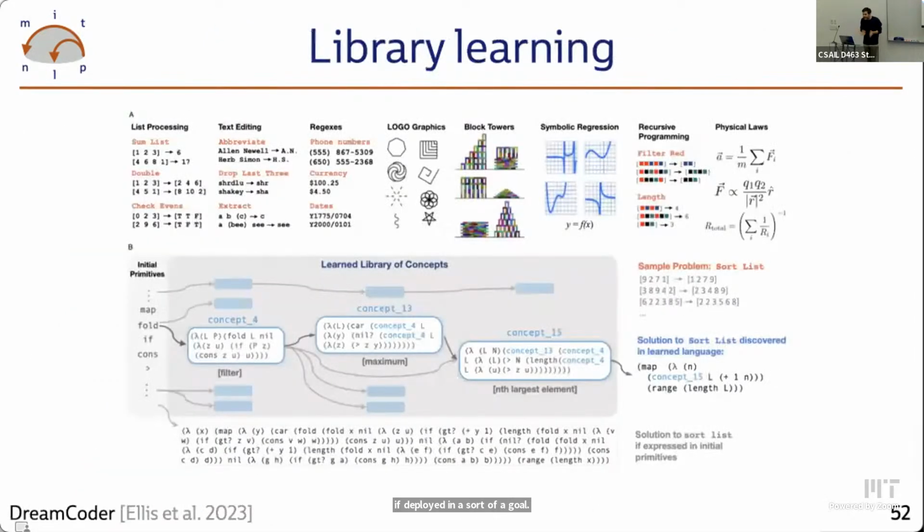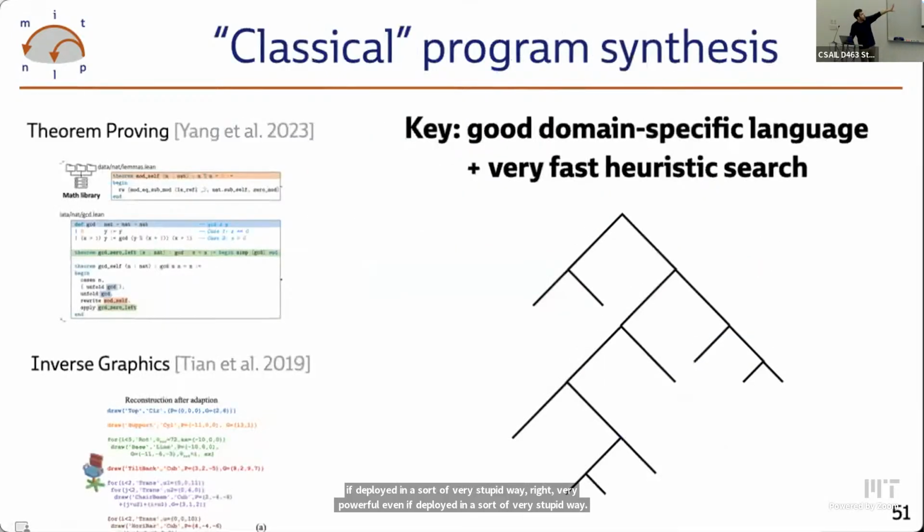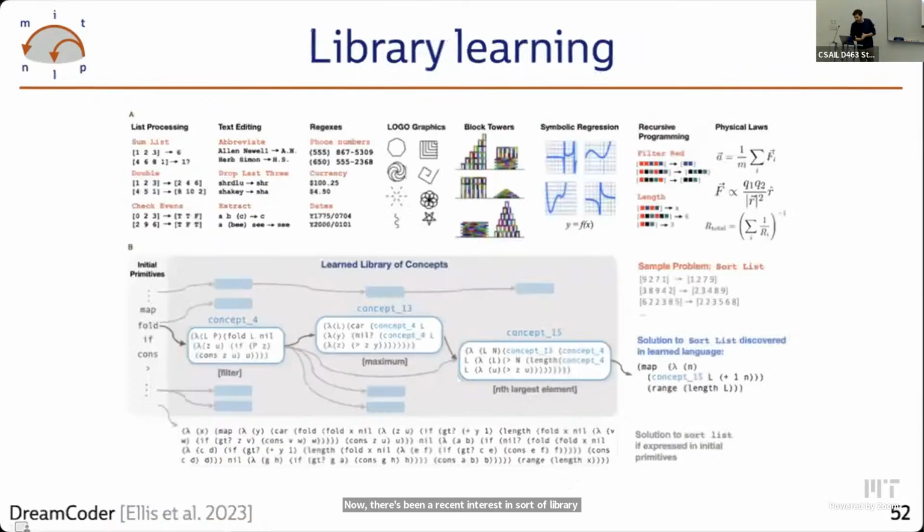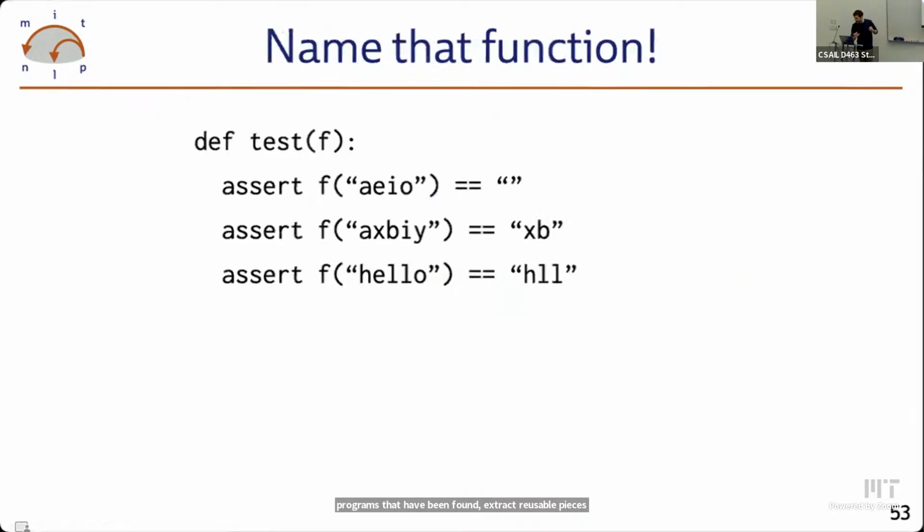Now, there's been a recent interest in library learning approaches that try to solve not just one search problem using a pre-human-written domain-specific library, but instead start with a collection of related search problems and try to figure out what the library is that would allow you to solve all of those search problems jointly, simultaneously. At a high level, the way these methods work is alternating between search to find programs and compression, which takes a bunch of programs that have been found, extracts reusable pieces from them, and then adds them back into the base library that's being used for search.